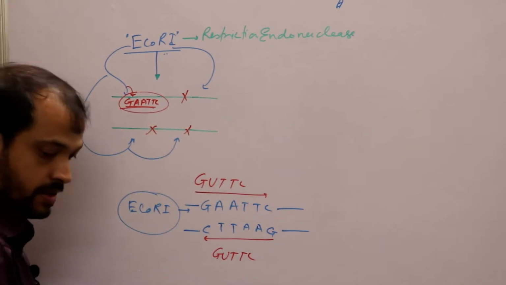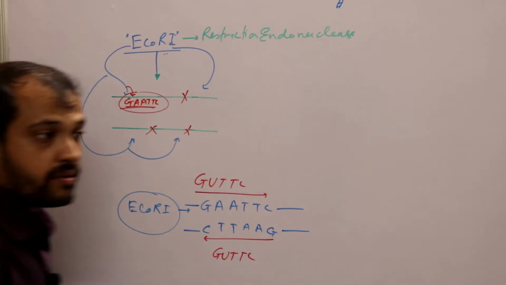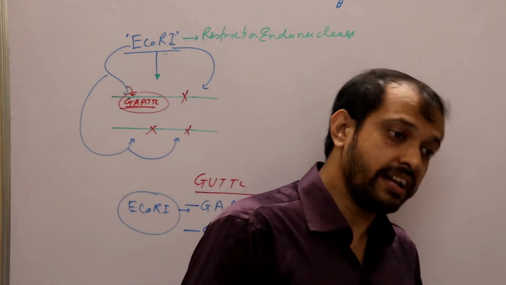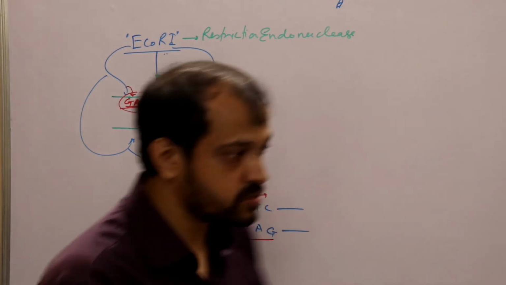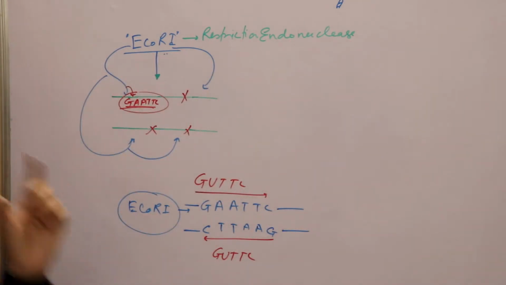Now, that's why they are called restriction endonucleases. That means they are endonucleases. They will cut from the middle, no doubt about this. But restriction endonucleases means what? They are restricted only to a particular DNA sequence.